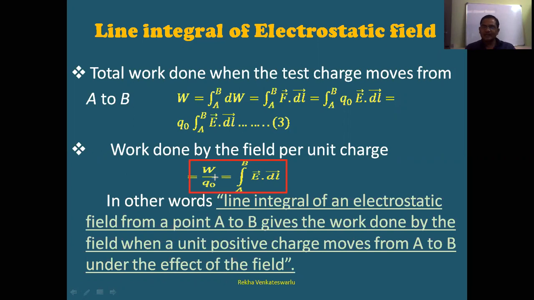This is the work done in bringing the unit positive charge from A to B. Actually, the test charge Q naught is moved from point A to B. So the work done divided by the charge is the work done in moving the unit charge from point A to B. That represents the integral A to B E bar dot dl bar. Its physical meaning is the work done in moving the unit positive charge from the point A to B in the electric field of strength capital E bar.